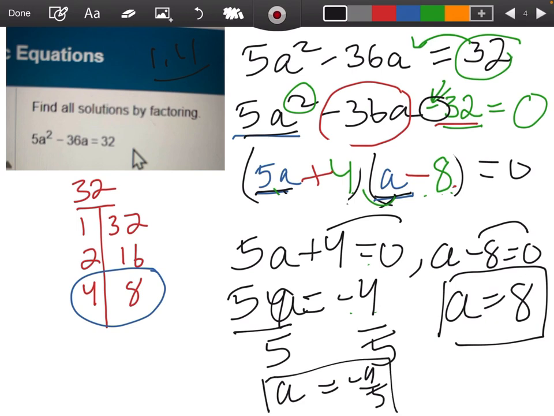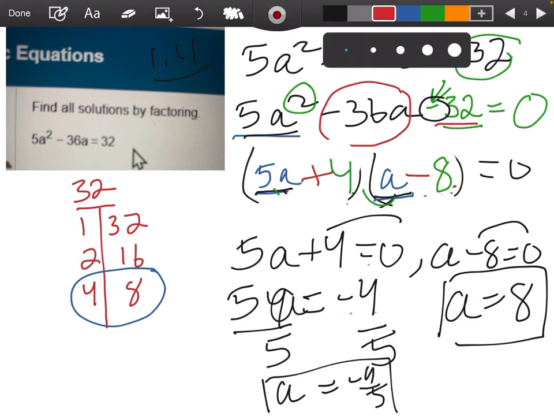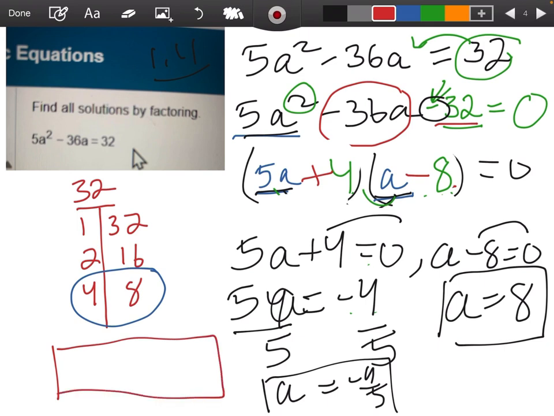So, y'all, we have two answers. Just as a reminder, y'all, when you're entering this into MyLab, what you would enter in is negative 4 over 5, comma, positive 8.